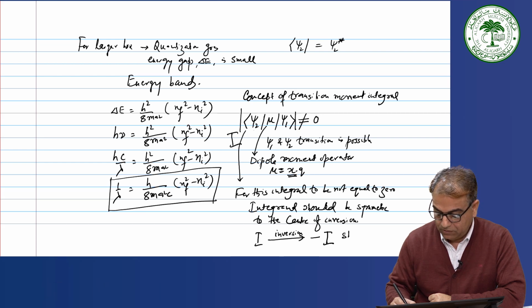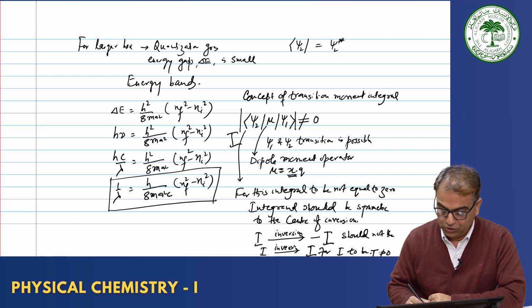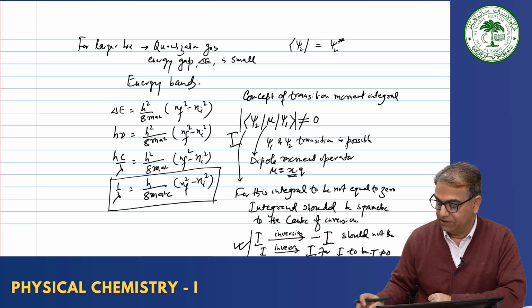This should not be, okay. Rather I on inversion should be equal to I for I to be not equal to 0. This should be the case, okay. Let us see what does it mean. How do you invert this one?